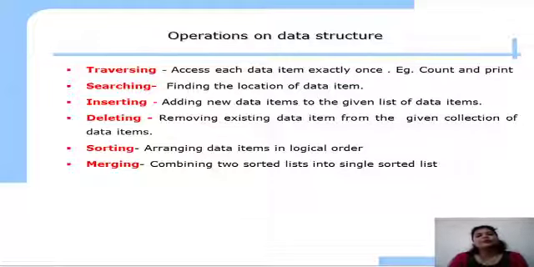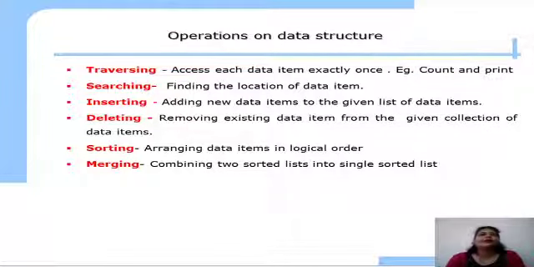The second last point of this video is the operations on data structures. Why store the data in a structure? Because we are going to perform various kinds of operations on that data to use it efficiently. Which operations can you perform on a data structure? There are 6 basic operations. First is traversing. Traversing means accessing each and every element of the data structure at least once.